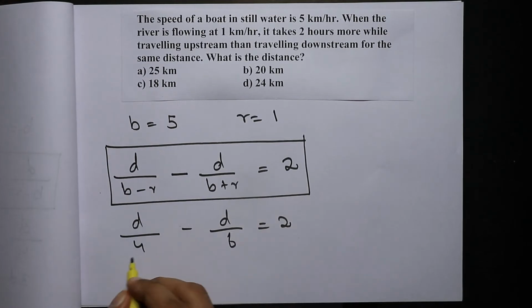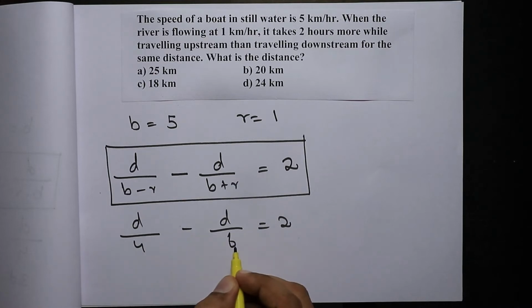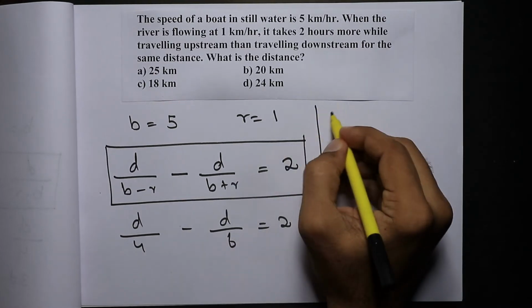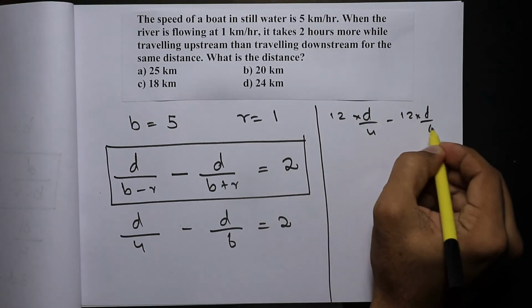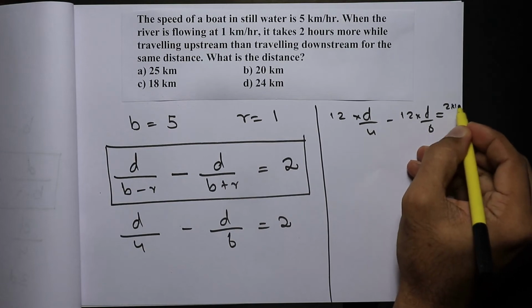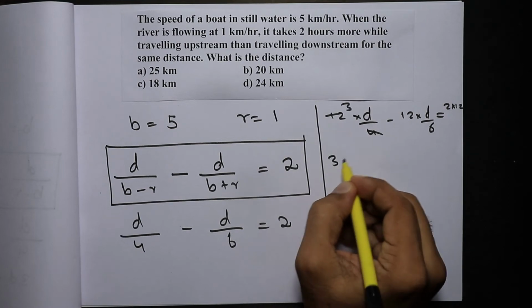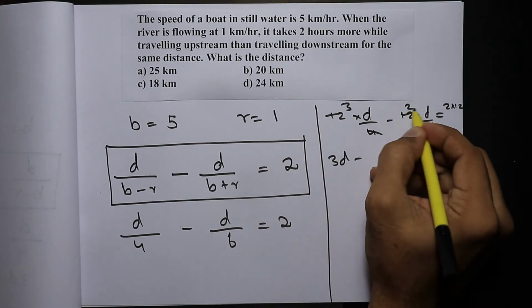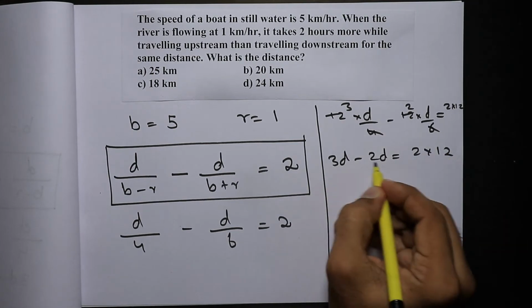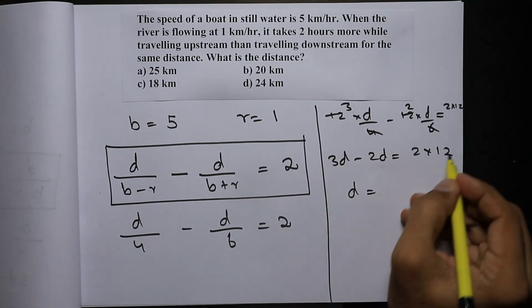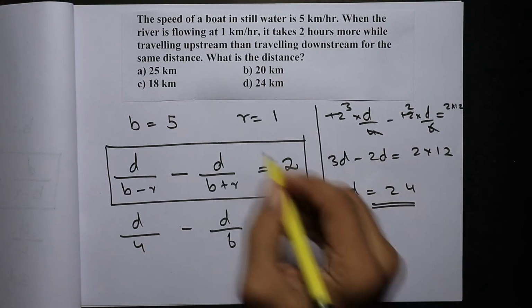We will multiply by the LCM of 4 and 6, that is 12, so all the denominators will go off. If you multiply by 12, 12 into d by 4 minus 12 into d by 6 is equal to 2 into 12. Here 4 divides 3 times, so 3d, minus 6 divides 2 times, 2d, equal to 2 into 12. So 3d minus 2d, d is equal to 2 into 12, 24 kilometers. Distance d is 24 kilometers, option D.